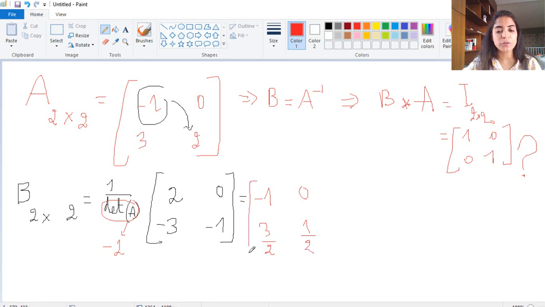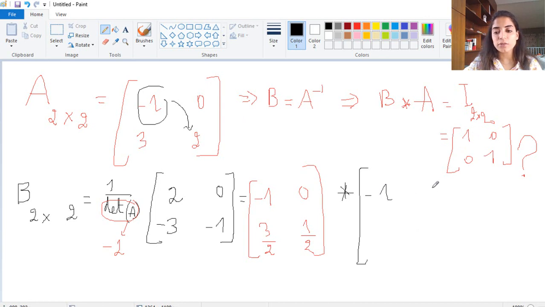It is as if the 1 over determinant is a scalar number, and I'm multiplying it by the matrix. As we saw before, you can multiply a scalar number with a matrix. And then this is B: minus 1, 0, 3 over 2, 1 over 2. How to make sure, guys, that this B is the inverse of A? I will multiply this B by A to see if the result will be the identity matrix.